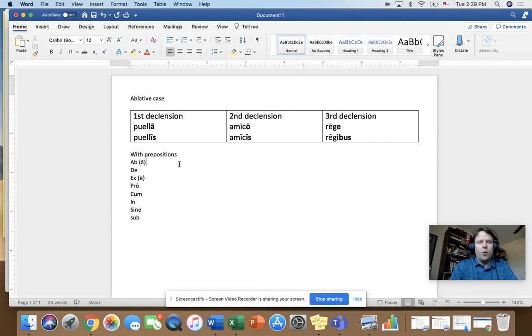If you want to walk away from the gate, you walk ab porta or a porta. If you want to get down from the tree, de arbore. If you want to go out of the city, ex urbe. All of these prepositions take the ablative case. Ab, de, ex, pro, cum, in, sine, sub. That'll never change. That's always the case.